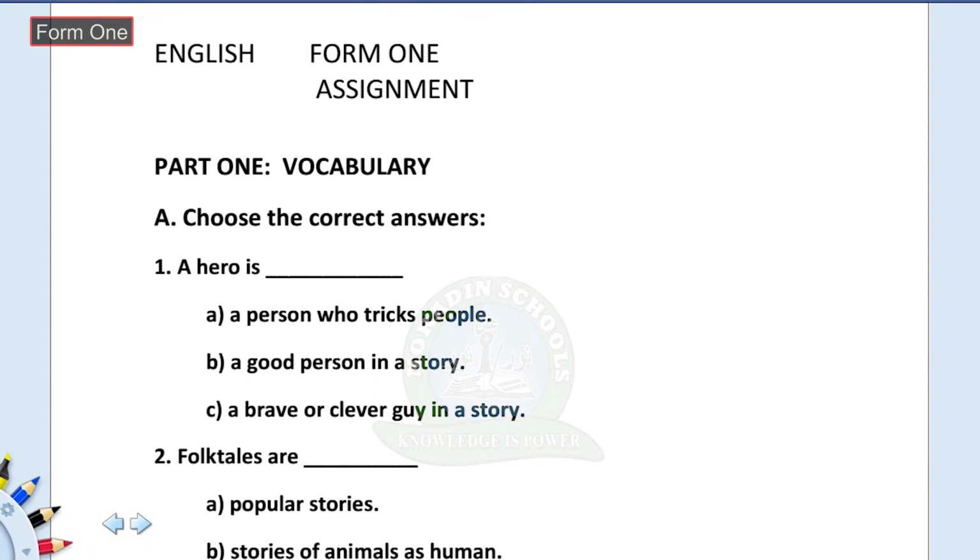English Form 1 assignment. Part 1, vocabulary. Choose the correct answers. 1. A hero is dash. A. A person who tricks people. B. A good person in a story. C. A brave or clever guy in a story. Which of these 3 options is correct? Circle the correct word. You have 10 seconds.